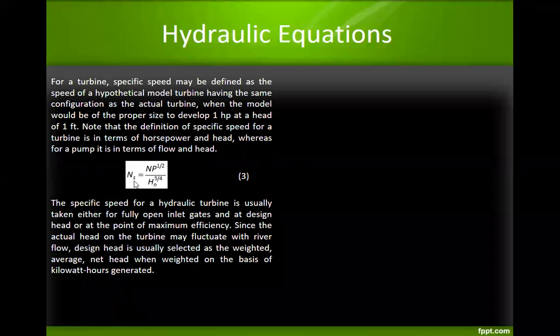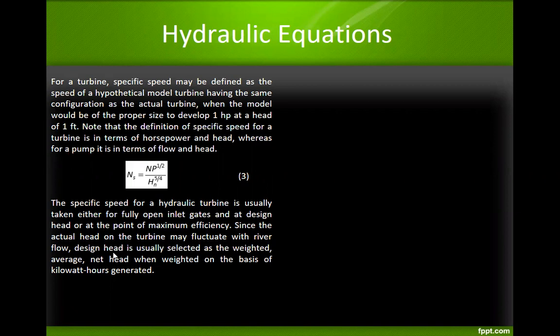So equation 3, N sub s equals N P exponent 1/2 over H sub n exponent 5/4. The specific speed for a hydraulic turbine is usually taken either for fully open inlet gate at the design head or at the point of maximum efficiency. Since the actual head on the turbine may fluctuate with load and flow, the design head is usually selected as the weighted average net head when weighted on the basis of kilowatt hours generated.